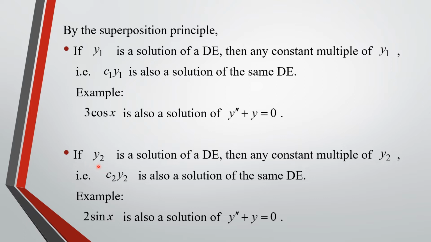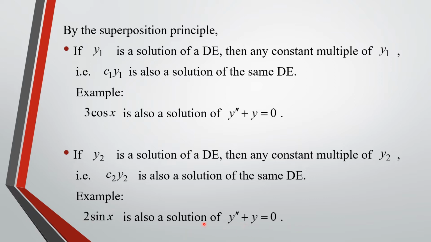Regarding y2, if y2 is a solution of a DE, then the superposition principle says that any constant multiple of y2, that is c2y2, is also a solution of the same DE. Okay, so you have the function y2 found to be a solution of the DE. You multiply y2 by any constant that you like. Let's call that constant c2. In this example, I have replaced c2 by the number 2. Okay, and 2 multiplied by y2, y2 is sin x, and I will find out that this product c2y2 is also a solution of the same differential equation.